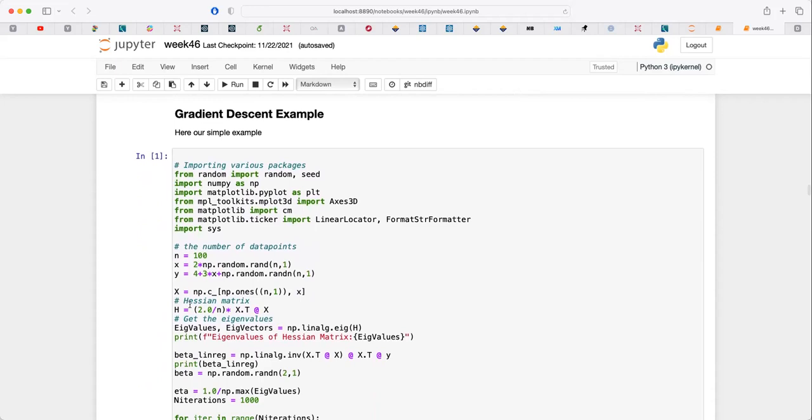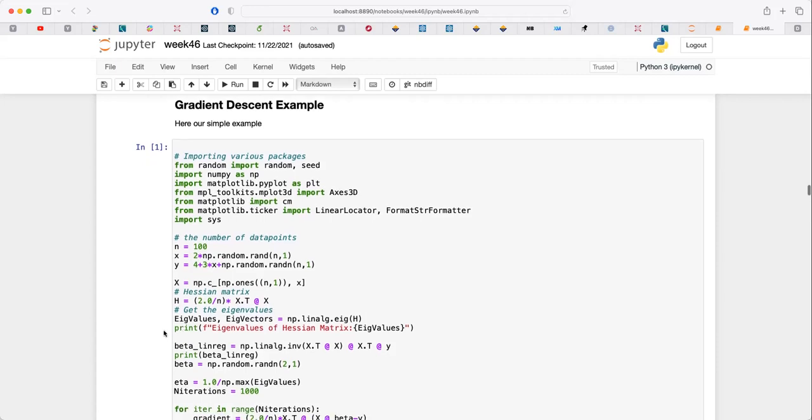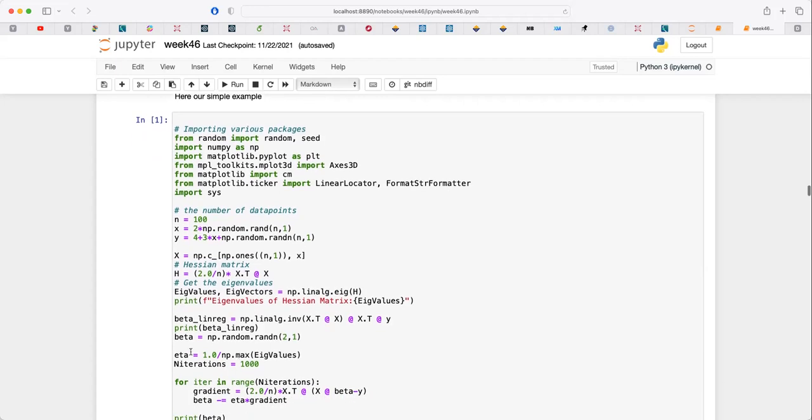I evaluate the Hessian matrix, as you can see, and I also diagonalize it. You remember from the previous hour that we said the optimal learning rate can be defined by the eigenvalues of the Hessian matrix, by the smallest or largest eigenvalue. What I'm doing here is choosing the smallest learning rate in terms of the largest eigenvalue. So here I'm setting the learning rate to be given by the eigenvalues of the Hessian matrix.